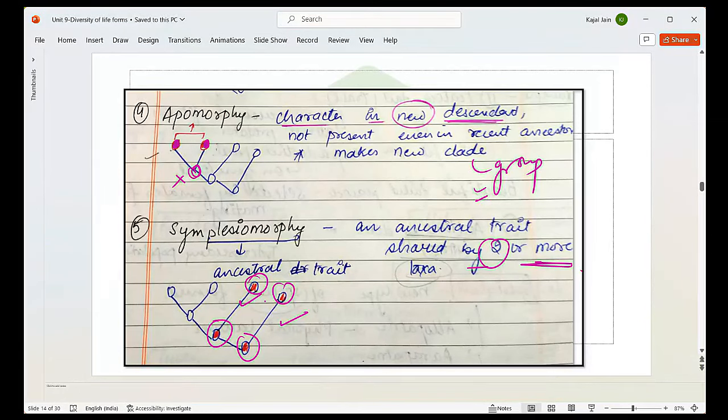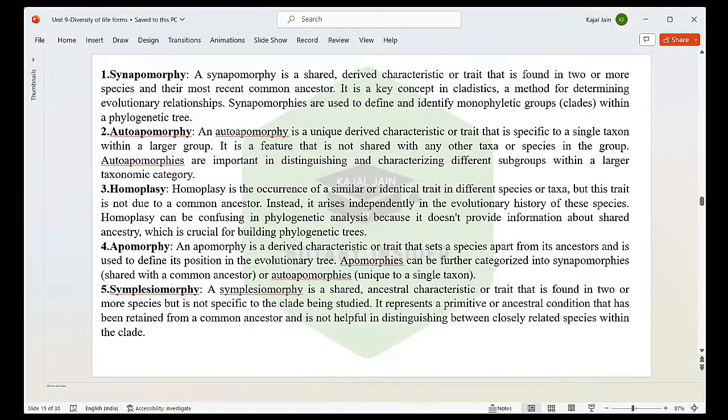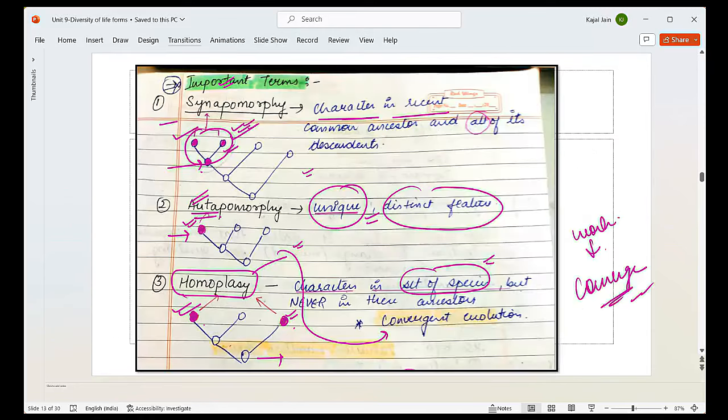For your reference, I have added the same thing in a detailed format, just the definitions, so that you can use it. Synapomorphy: a shared derived character found in two or more species and their most recent common ancestor. A key concept in cladistics, it helps in determining the evolutionary relationship. Then autapomorphy, homoplasy, apomorphy, symplesiomorphy. I've explained these. Exactly the same thing, nothing new. Go through these. Any doubt, any problem, you can ask. Then we'll move forward.